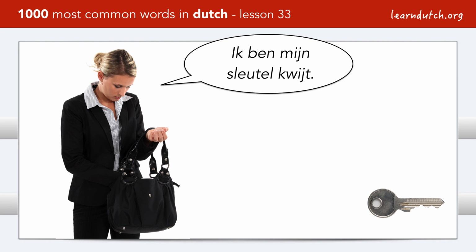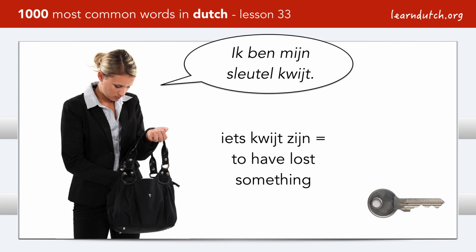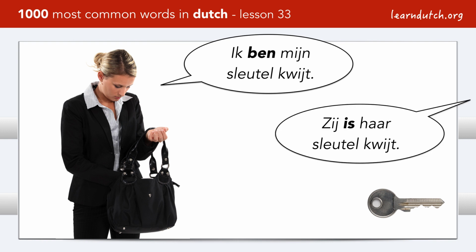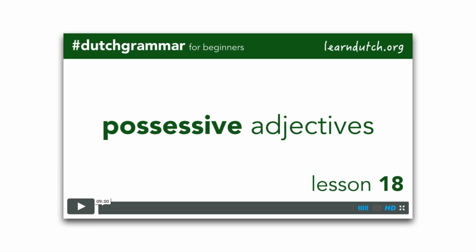Ik ben mijn sleutel kwijt. Now that is a difficult construction. Iets kwijt zijn means to have lost something. But please note, the person who lost it is related to the verb zijn. And the thing you've lost is the object. So, ik ben mijn sleutel kwijt. Zij is haar sleutel kwijt. And what makes it extra difficult, mijn and haar are possessive adjectives related to the person who owns the key. More about that in lesson 18 of Dutch Grammar.